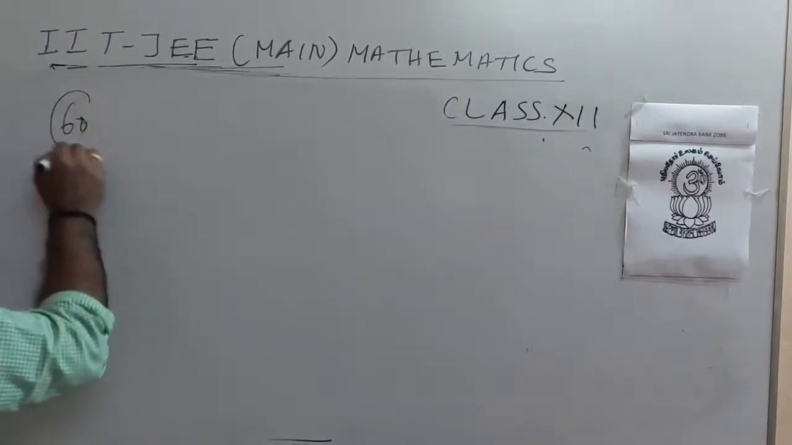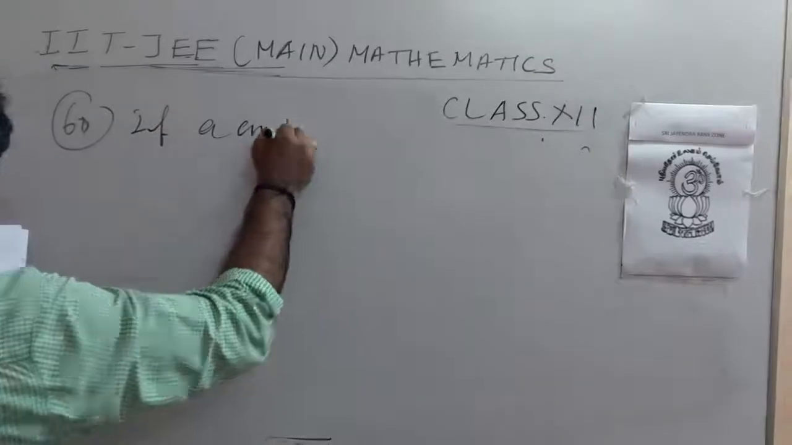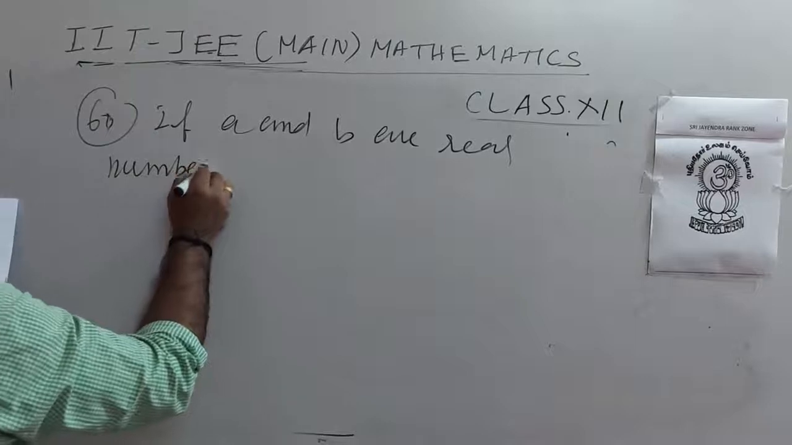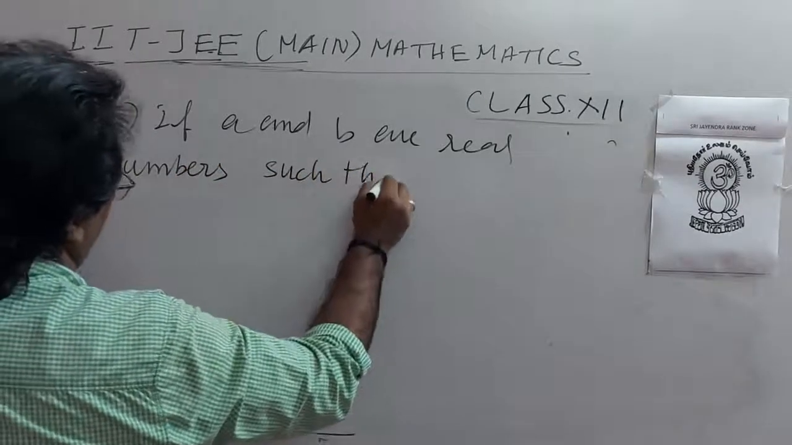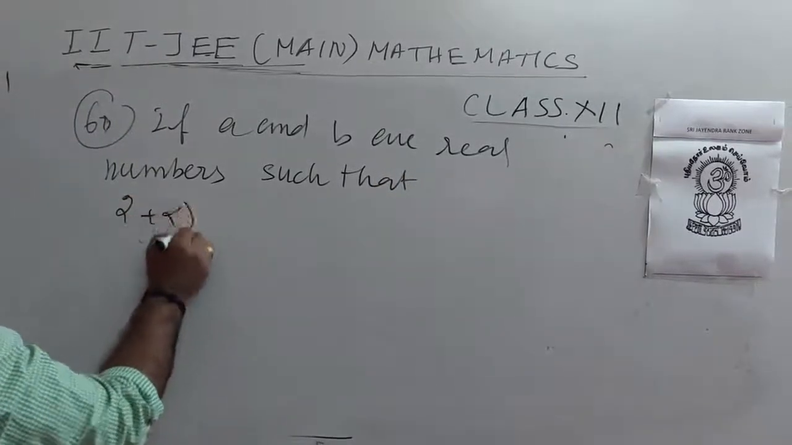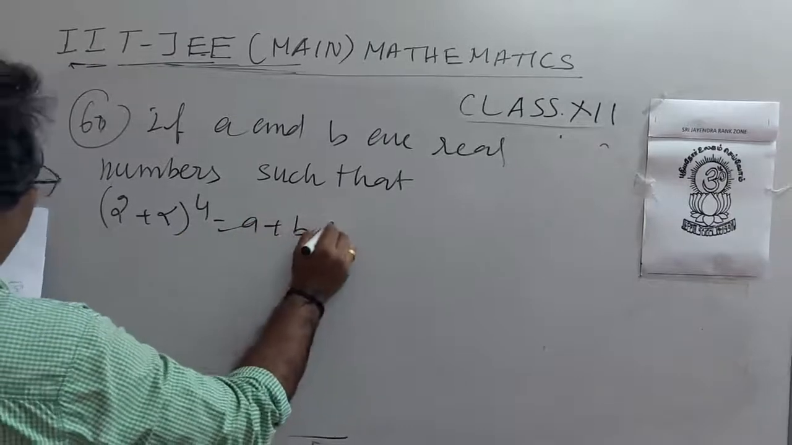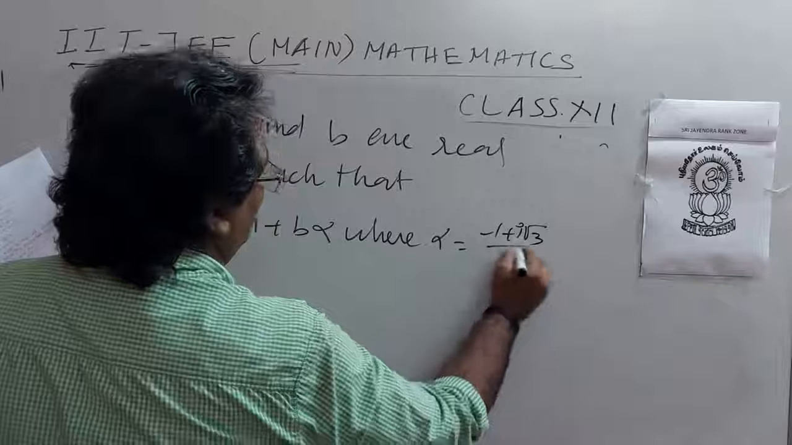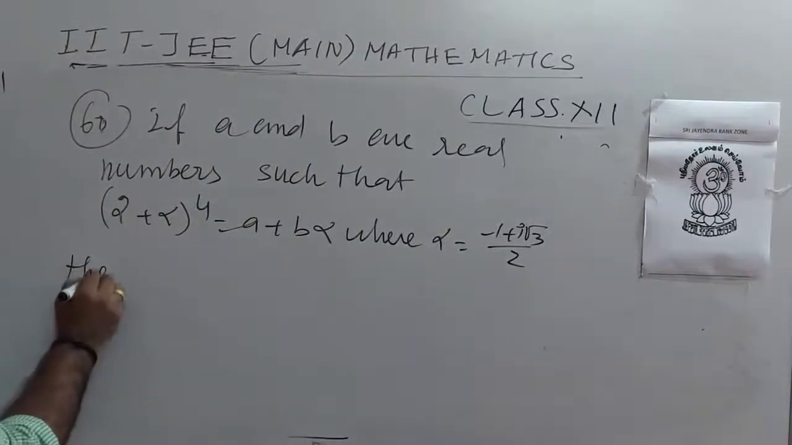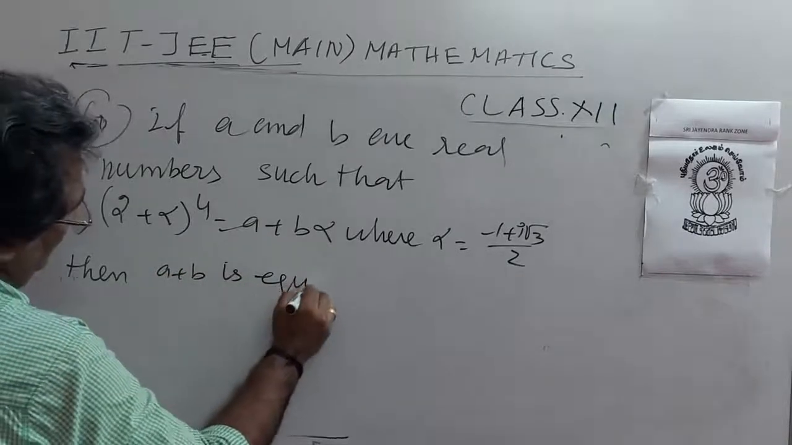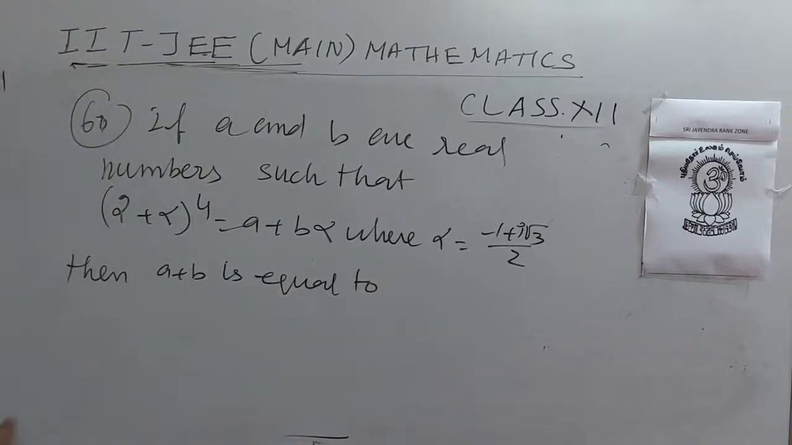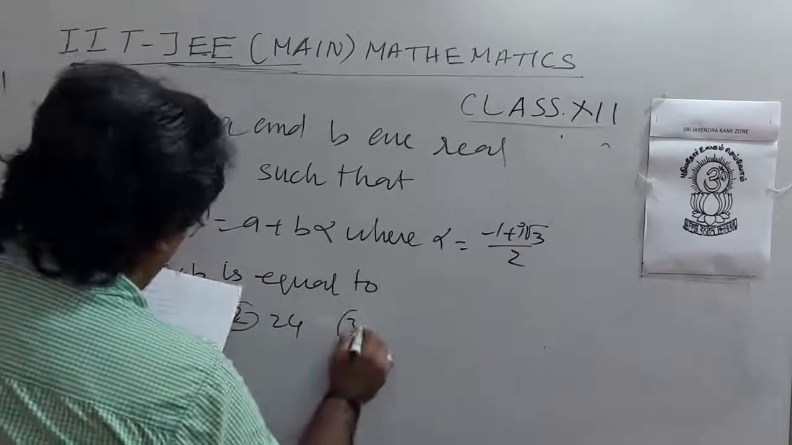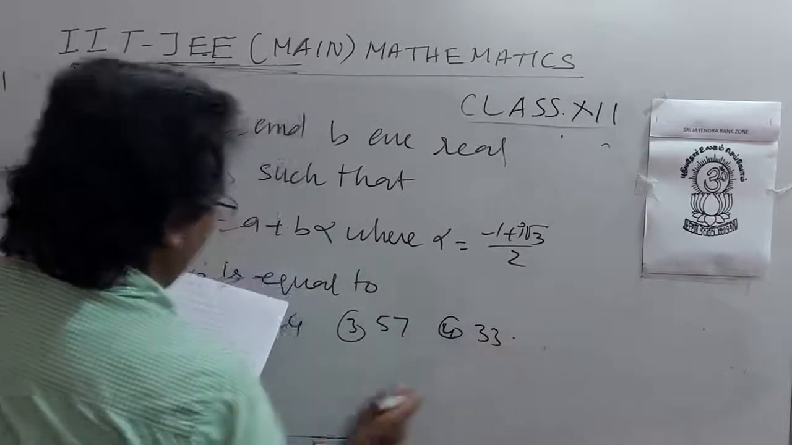So next one, sum number 60. If a and b are real numbers such that (2 plus alpha) whole power 4 equal to a plus b alpha, where alpha equal to (minus 1 plus i root 3) by 2, then a plus b is equal to: option 1, 9; option 2, 24; option 4, 33.